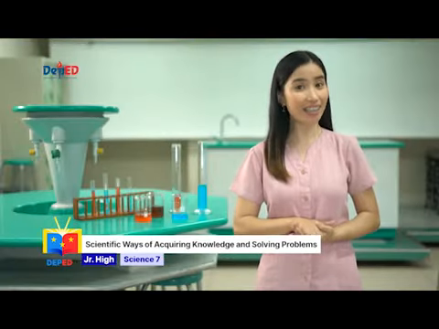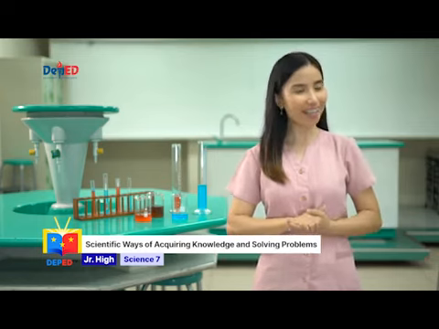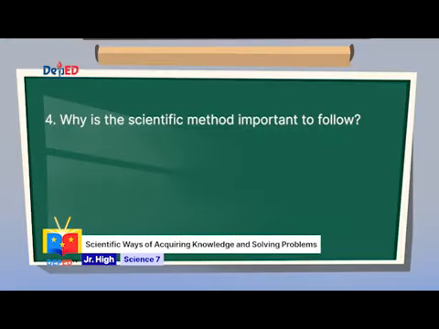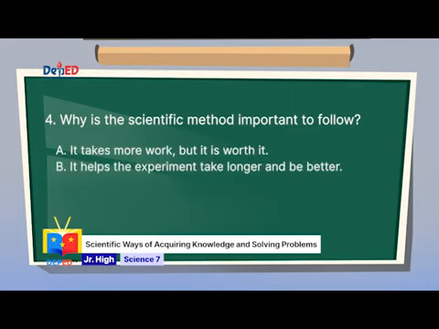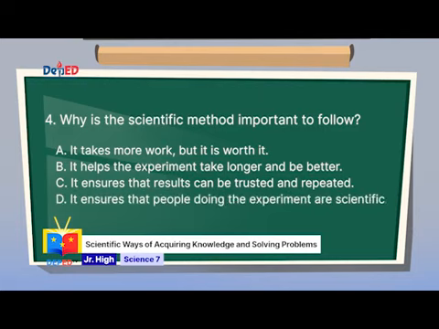The last step in the scientific method is drawing conclusion. You got it right! That is letter D. Number 4. Why is the scientific method an important process in doing experiments? A. It takes more work, but it is worth it. B. It helps the experiment to take longer and be better. C. It ensures that results can be trusted and repeated. D. It ensures that people doing the experiment are scientific.